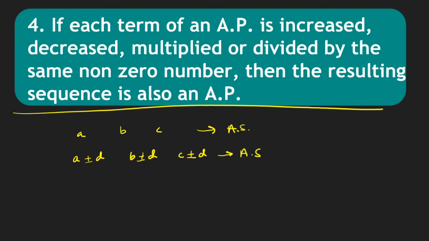So if I had 2, 4, 6, for example, and I added 1 to all of them, then we would have 3, 5, 7. That will still remain an arithmetic progression, and the common difference will be the same because the common difference is still the same, right? Now let's take it a step forward.